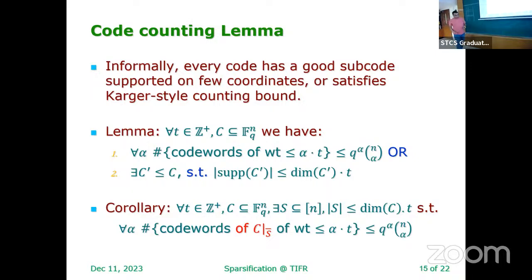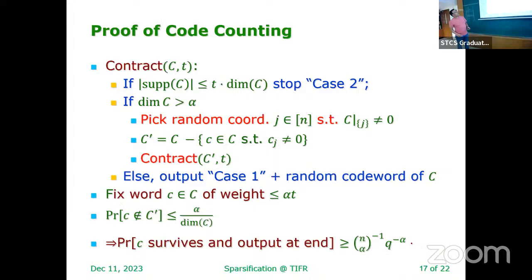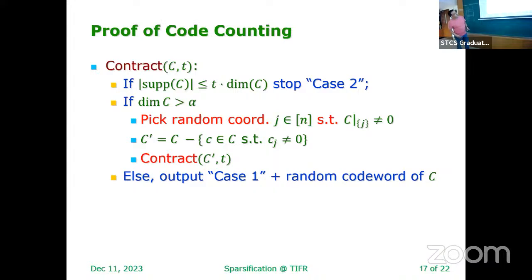When do we stop? When the code that we are left with is alpha dimensional, we stop. If at this stage we haven't run into obstacles so far, and we are still left with the code, then we output a random code word. We say at this stage we ended up in case 1, which is the case where you actually satisfy the code counting bound. So we saw no obstacles to the code counting bound. We will satisfy it.